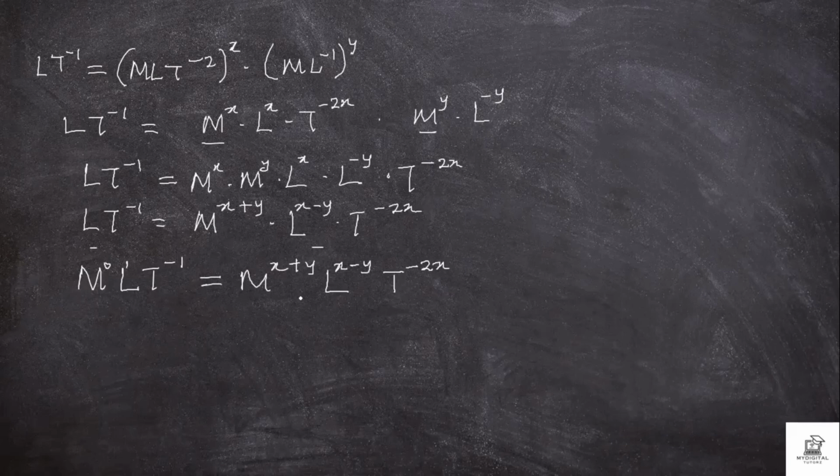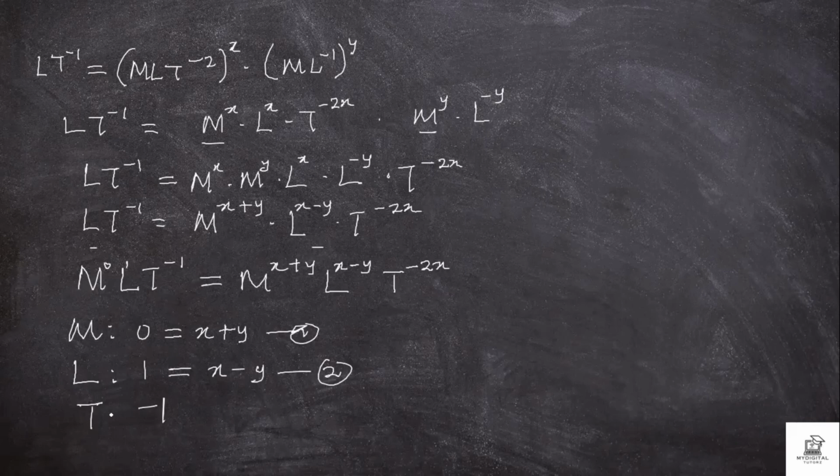So I'm going to equate the power for M, the power for L, the power for T on both sides. So in that case, for M, I have 0 is equal to, what is the power here? It is x plus y. I can call this equation 1. Then for L, I have 1 equal to what is here, x minus y. I can call this equation 2. And for T, I have minus 1 here equal to minus 2x. So I can call this one equation 3.